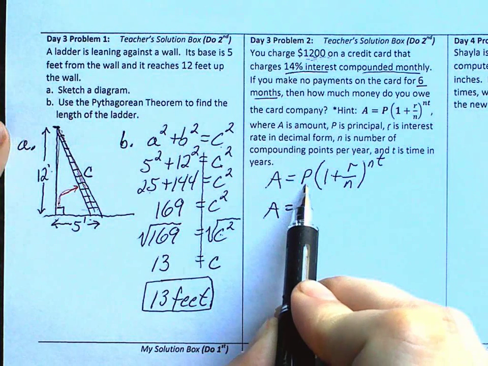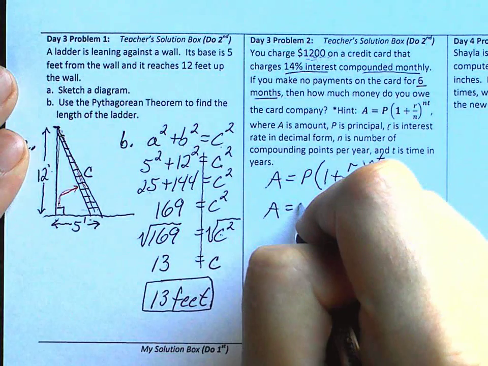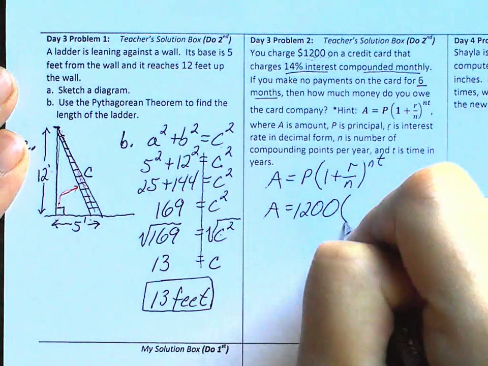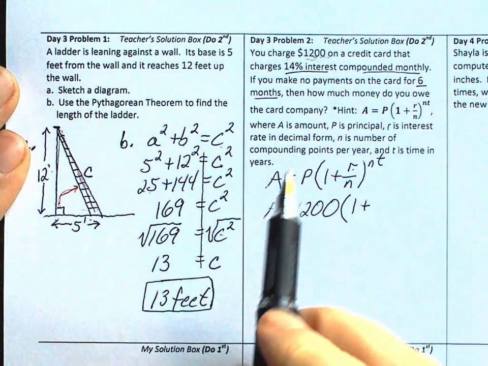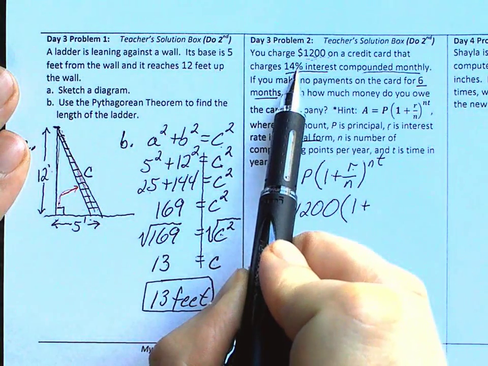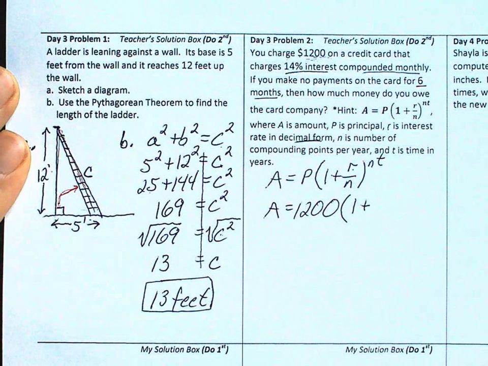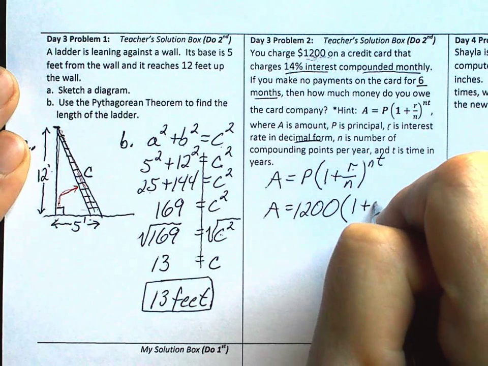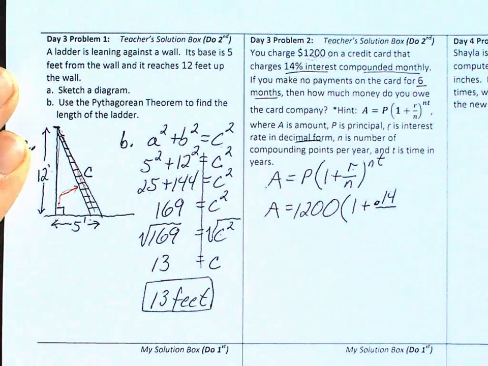So the letter P, the principal, you charged $1,200 to begin with. That's the letter P. So fill in 1,200. Okay. 1 plus. Now the letter R, that is interest rate in decimal form. So when it says that the credit card has a 14% interest rate, sometimes that's called APR, a 14% APR, annual percent rate. What is 14% written as a decimal number? Well, if we move the dot 2 spots to the left, that's 0.14. 0.14 is the decimal for 14%.